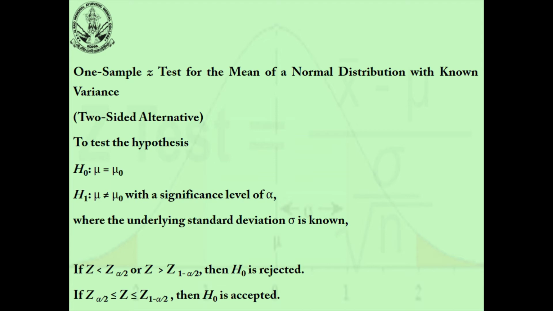Here, with sigma known, if G is less than G alpha by 2 or G is more than G 1 minus alpha by 2, then H0, the null hypothesis, is rejected. If G alpha by 2 is less than or equal to G, and G is less than G 1 minus alpha by 2, then the null hypothesis is accepted.